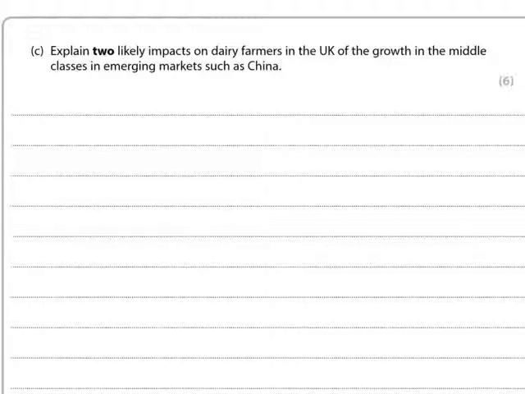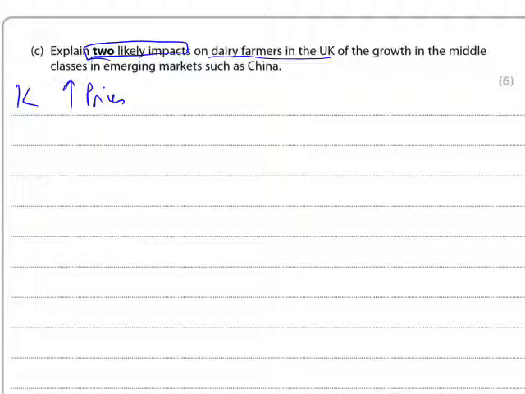Okay. Explain 2 likely impacts on dairy farmers in the UK of the growth in the middle classes in emerging markets such as China. So in terms of the K marks, it's looking for those two likely impacts. If there's an increase in demand, there's going to be higher prices. There would also be an increase in the quantity demanded, so their business output would increase, and it's likely that their revenues would rise due to that.